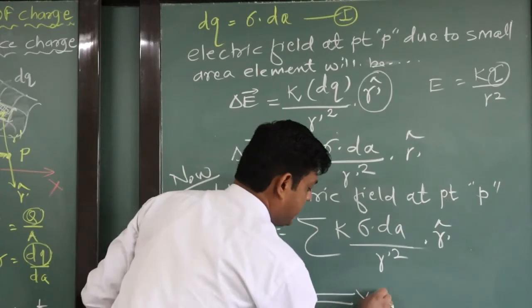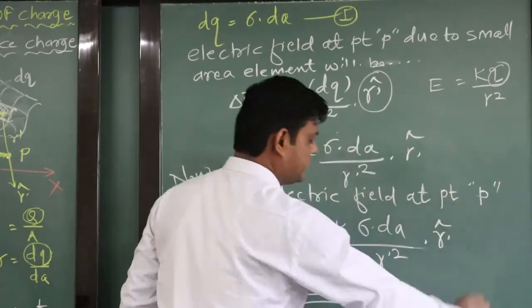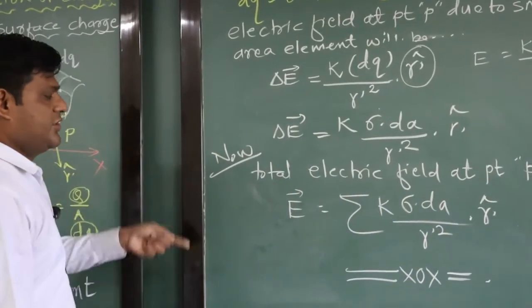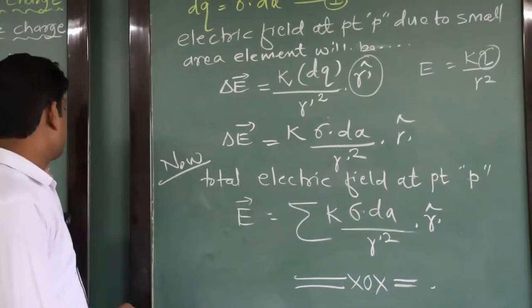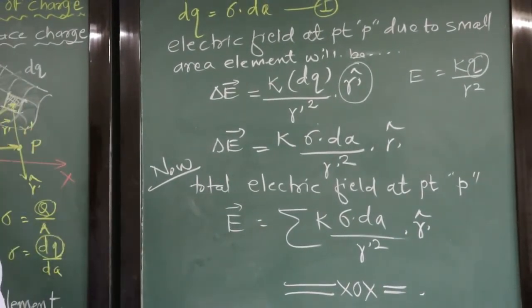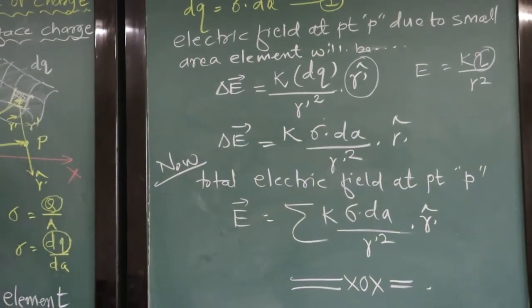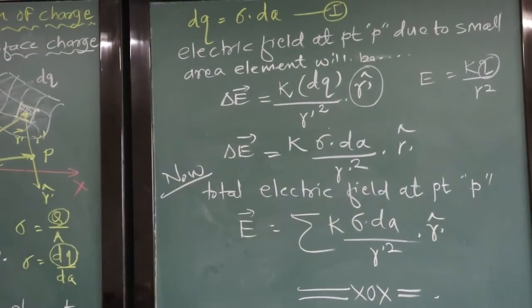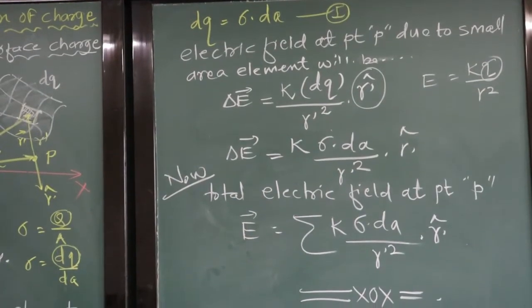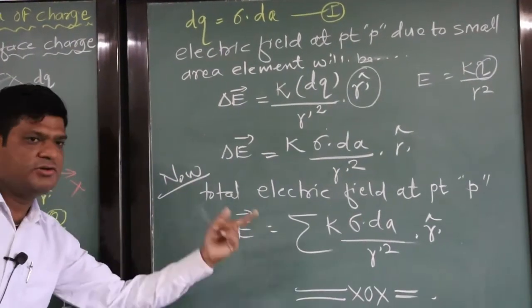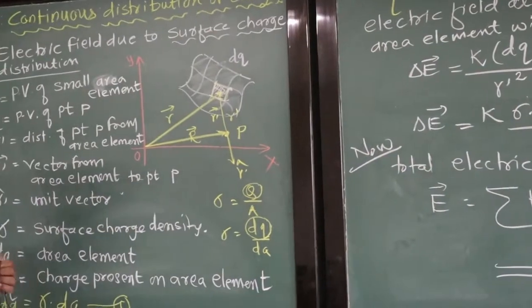It is the electric field at point P due to the surface charge distribution, right? So this is your question. This is your topic. You can make the question, find out the electric field due to the surface charge distribution, and the answer of this question you may write like this. Here your answer ends. You just take the screenshot.